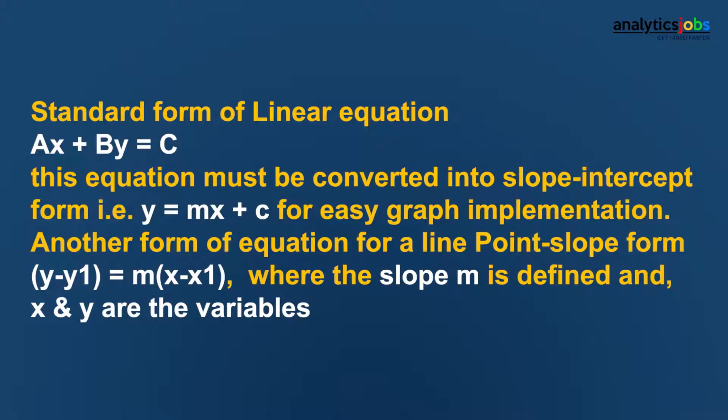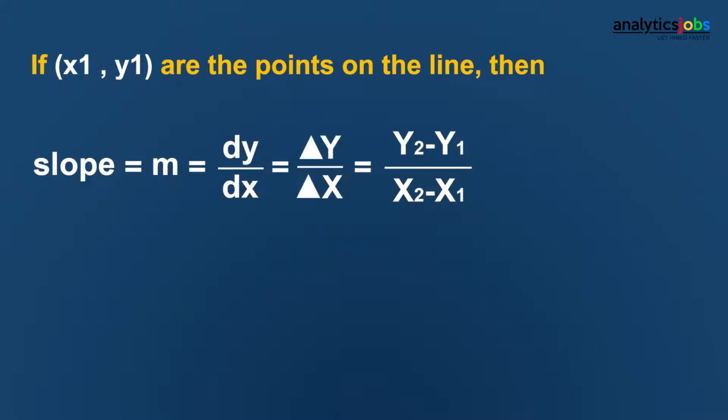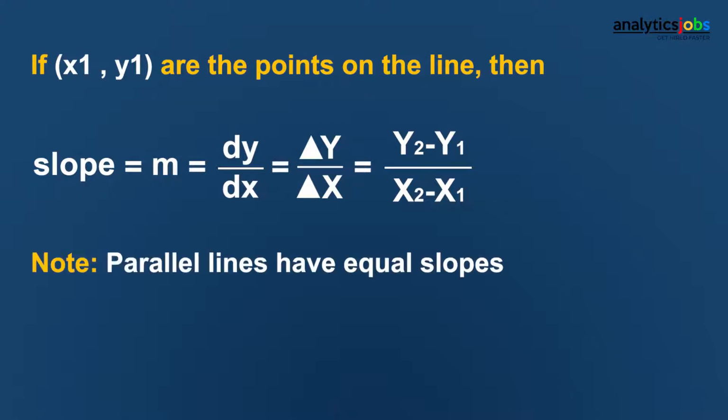For instance, the standard form of a linear equation is ax plus by equals c. This equation must be converted into slope-intercept form, that is y equals mx plus c, for easy graph implementation. Another form of equation for a line is point-slope form: y minus y1 equals m times (x minus x1), where the slope m is defined and x, y are the variables. If x1, y1 are points on the line, then slope equals dy by dx equals (y2 minus y1) upon (x2 minus x1). Note that parallel lines have equal slopes.